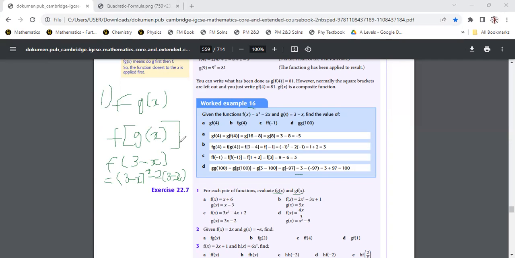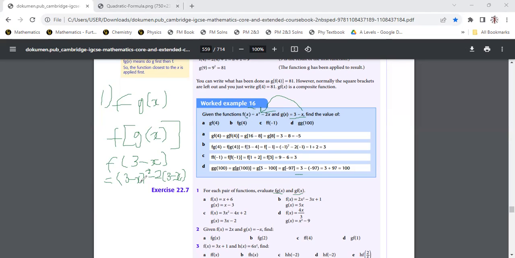So when you approach questions like this, you have to tackle them from the inner problem first. So our inner problem here is, like I put in brackets here, g of x. So what's g of x? The question gives us 3 minus x. So fg of x is equal to f of bracket 3 minus x. So you have to substitute your 3 minus x into your equation here. So this time your x here is 3 minus x. So you have (3 minus x) squared minus 2 times bracket 3 minus x.